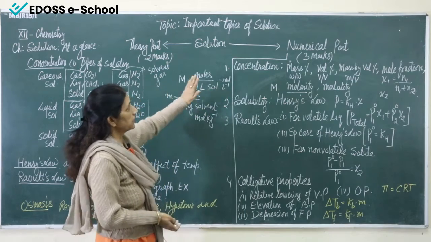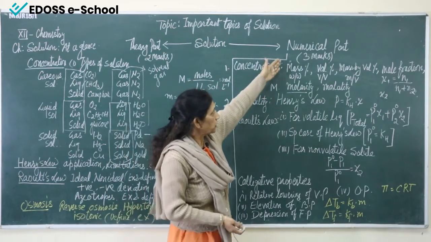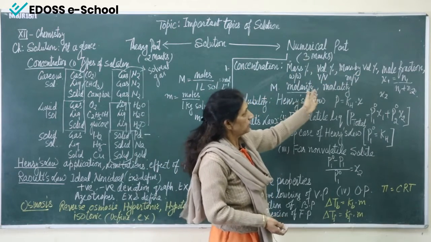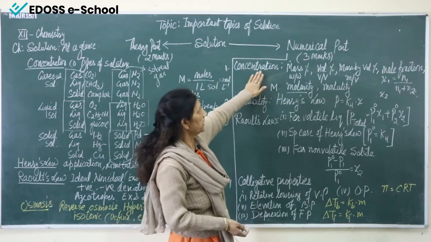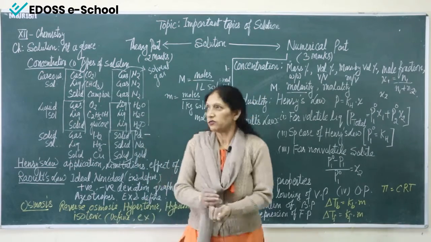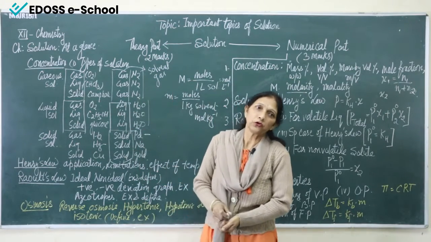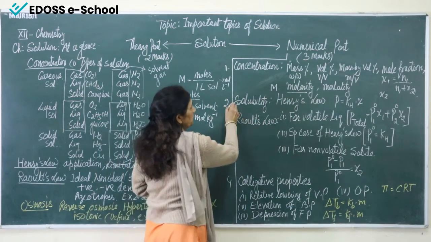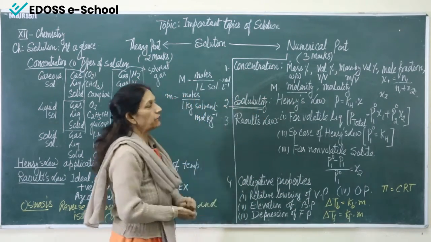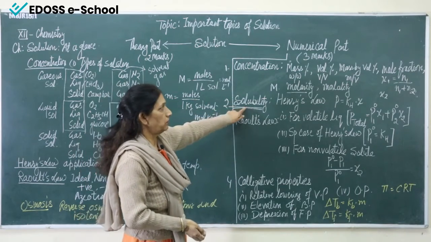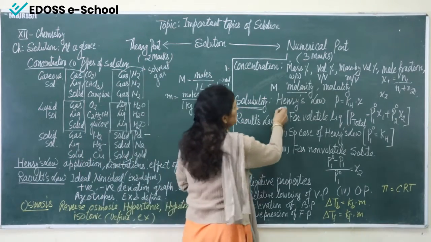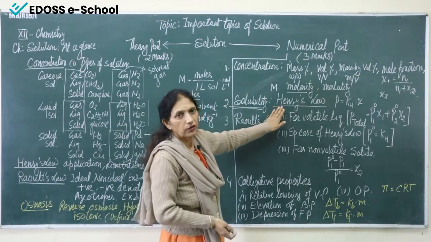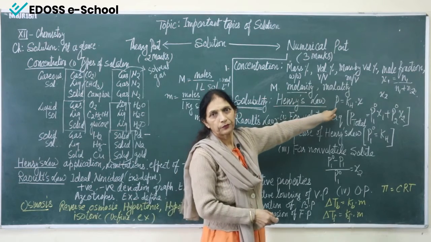So here we can see that from concentration, we can get about 7 types of numericals, and this is the theory portion. Now coming to the second topic, solubility. The second type of numerical that we get from this chapter is solubility, and for solubility it is Henry's law. All the numericals are based on Henry's law. And for Henry's law, this is the formula.